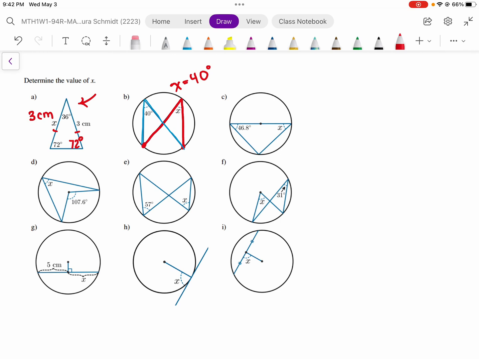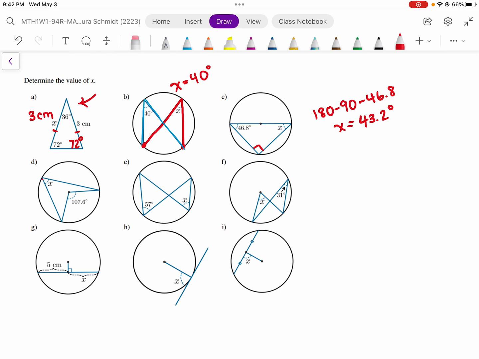This one, we know that this angle is going to be 90 because that's our going through the diameter thing. So if we just do 180 minus 90 minus 46.8, we'll figure out what x equals. Okay, so 90 minus 46.8, 43.2.